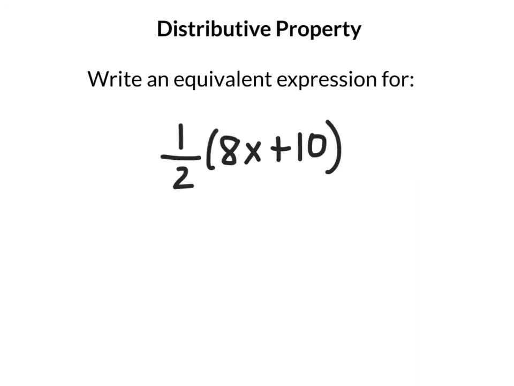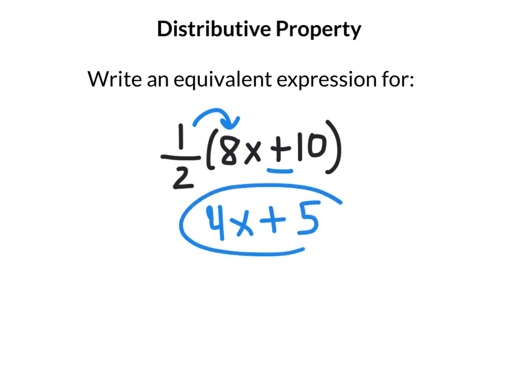So here we're going to take a look at one more example, and this one has a fraction as one of the terms. So we have 1/2 times the sum of 8x plus 10, and that means that we need to find half of 8x. So half of 8x is 4x, plus half of 10, and half of 10 is 5. So that is our new expression.